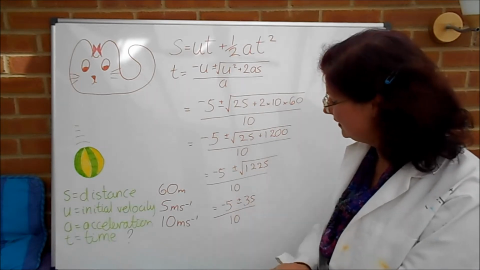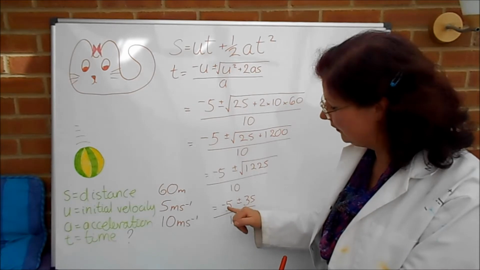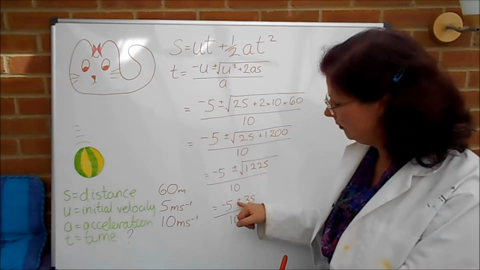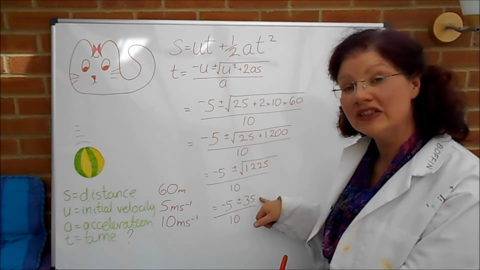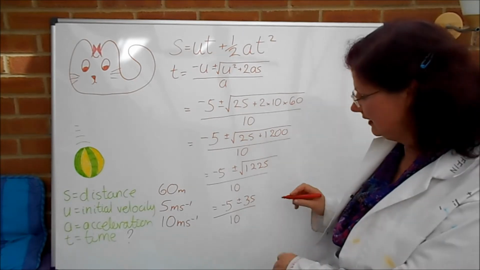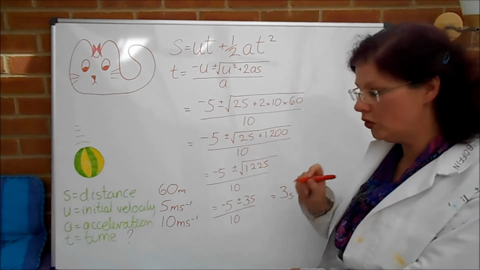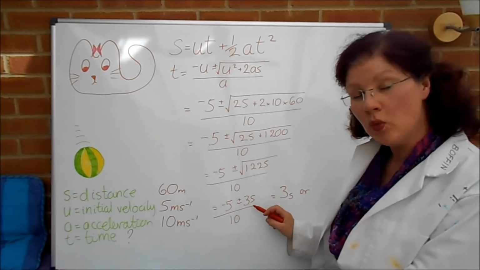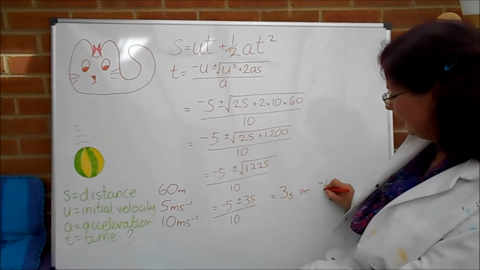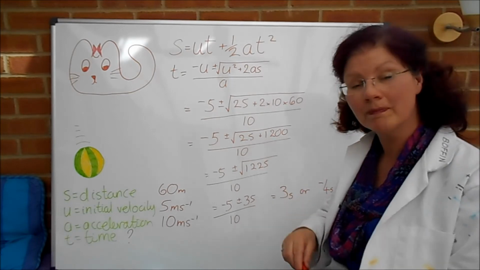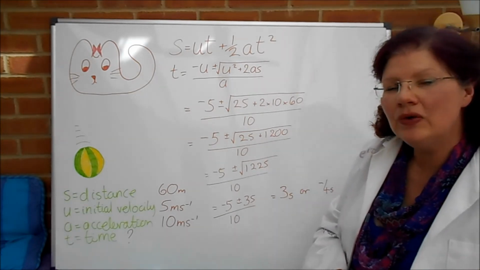Right, so we've ended down here with the square root of 1225, which is 35. So we've got negative 5 plus 35, which is 30, divided by 10 gives you an answer of 3, and those are seconds. Or negative 5 take away 35, that's negative 40, divided by 10 gives you an answer of negative 4. Okay, so the answers we've got are 3 or negative 4.